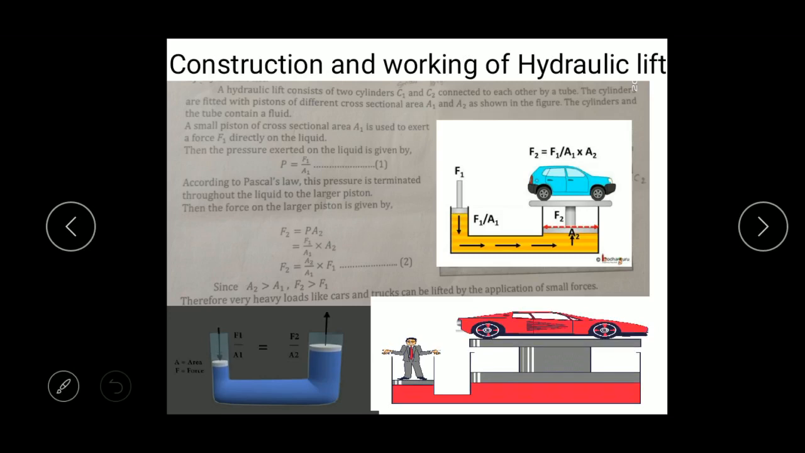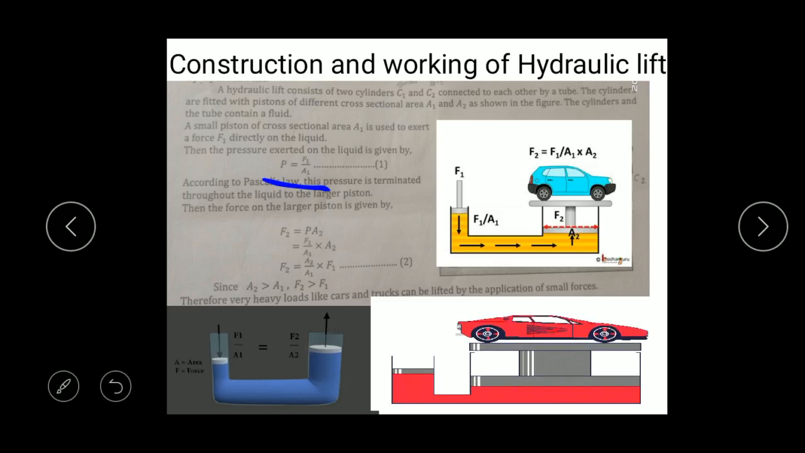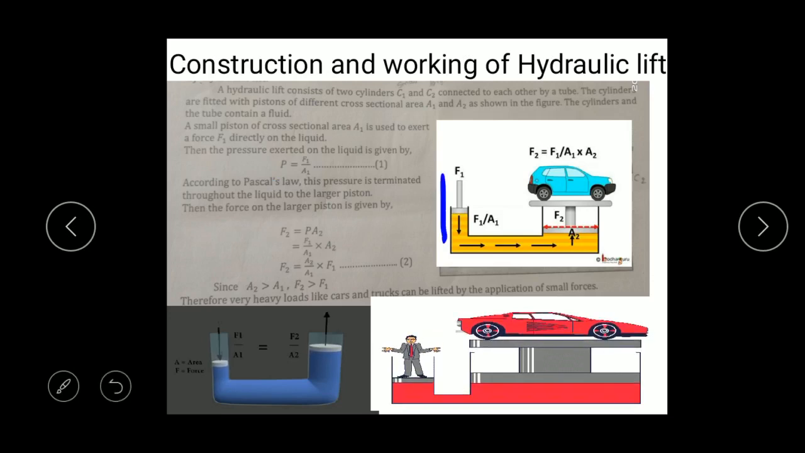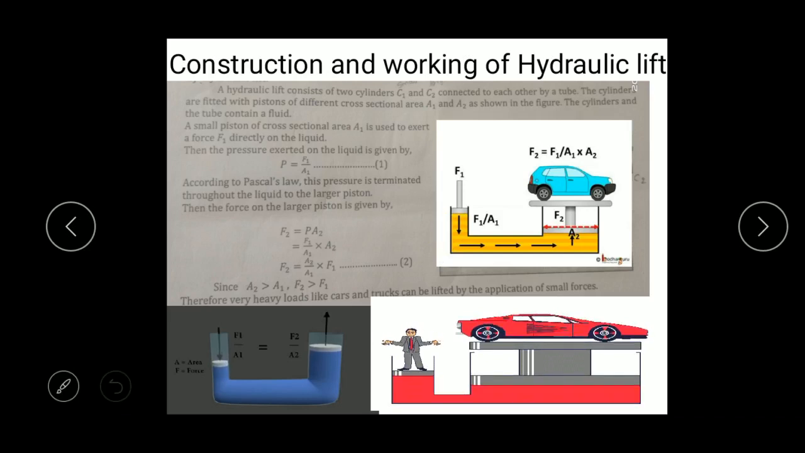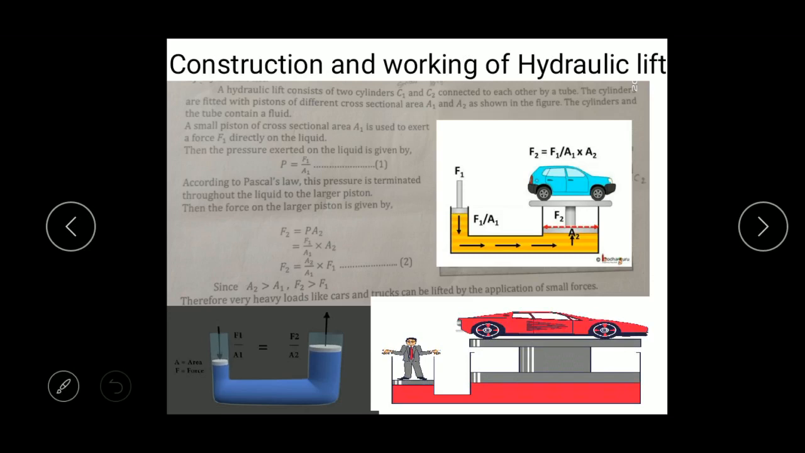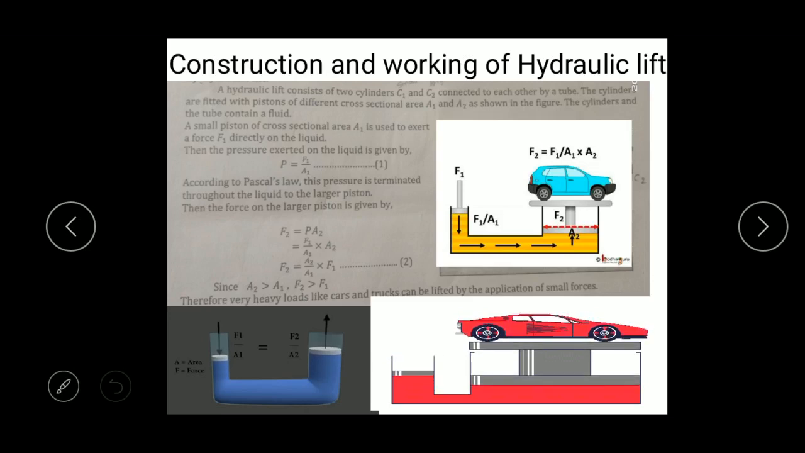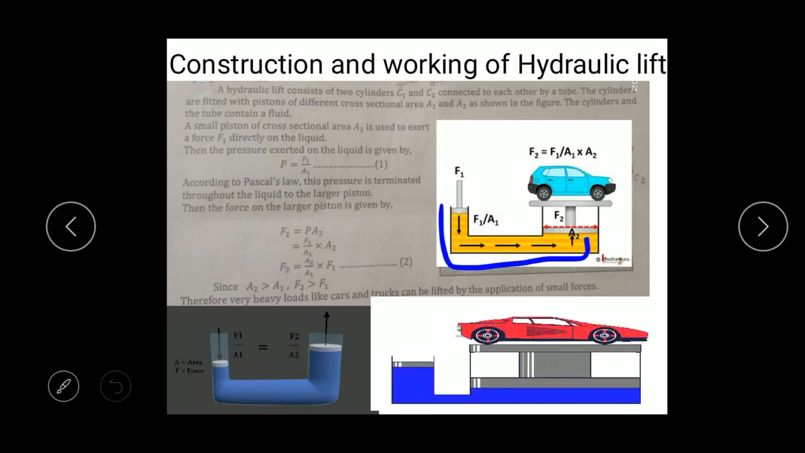Therefore the pressure exerted on the liquid is given by P is equal to F1 divided by A1. It is the pressure exerted by the piston on the liquid directly. Now according to Pascal's law, this pressure is transmitted throughout the liquid to the large piston. So whatever the pressure exerted by the small piston, this is transmitted to the large piston.